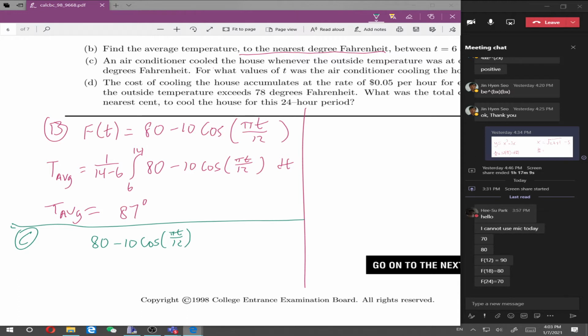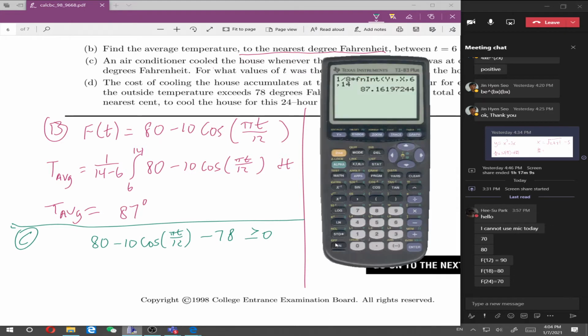So I could say this temperature minus 78 should be greater than or equal to 0. And you're right, in our calculators we can set those equal to each other. So I'm going to do that, and then we'll calculate the intersect. That should tell us what time. So what do I need to write for y2?